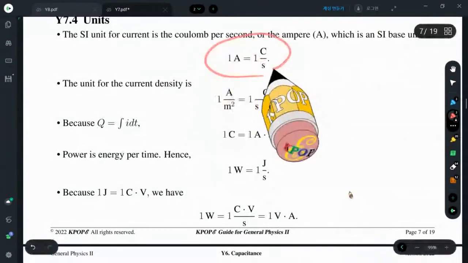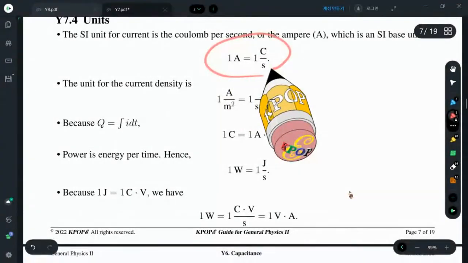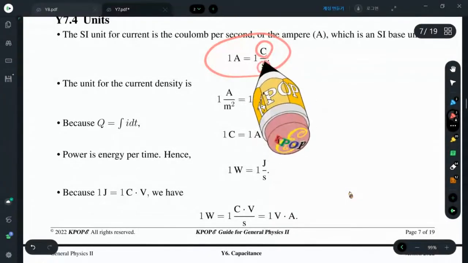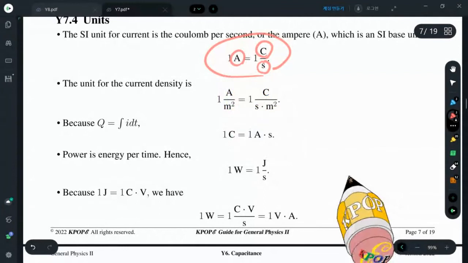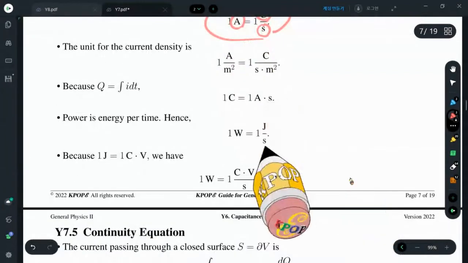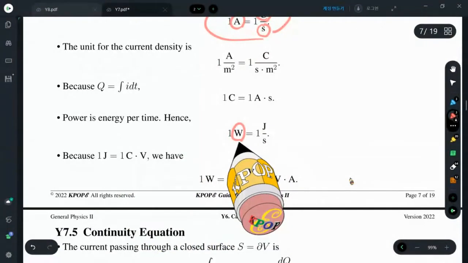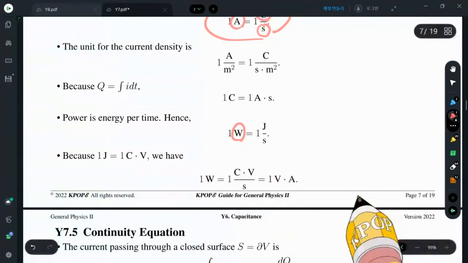You must be familiar with the SI units for the current, and this is charge per unit time. You should also be familiar with the SI unit for power, that is work done per unit time.